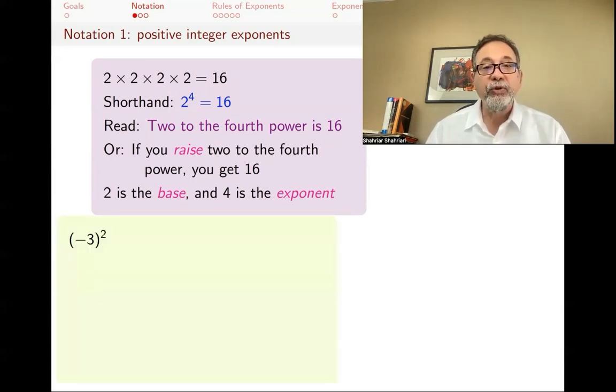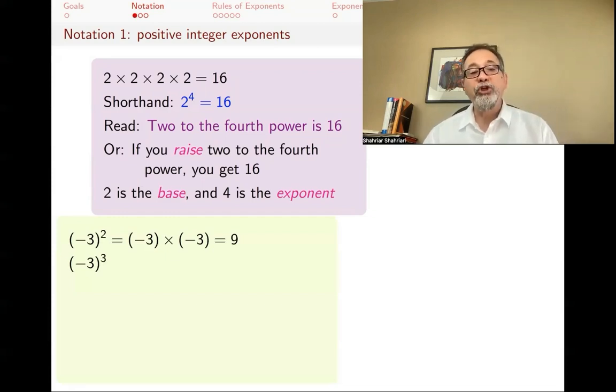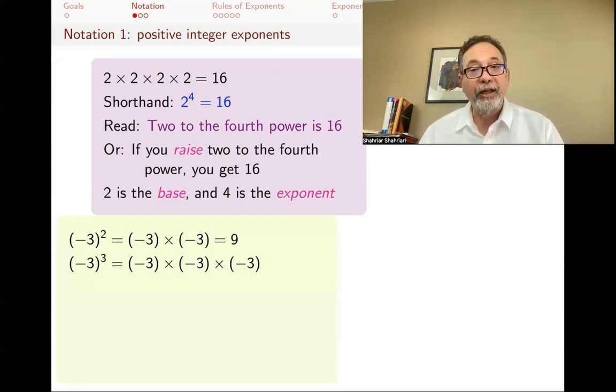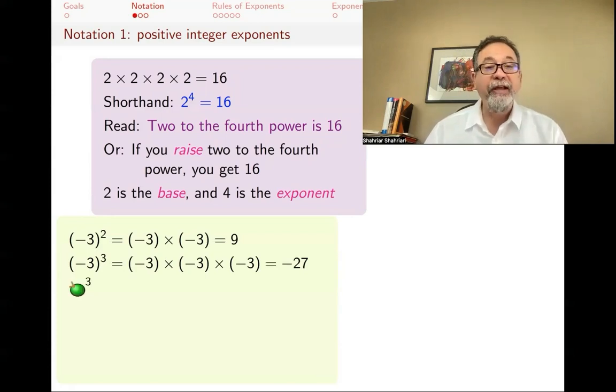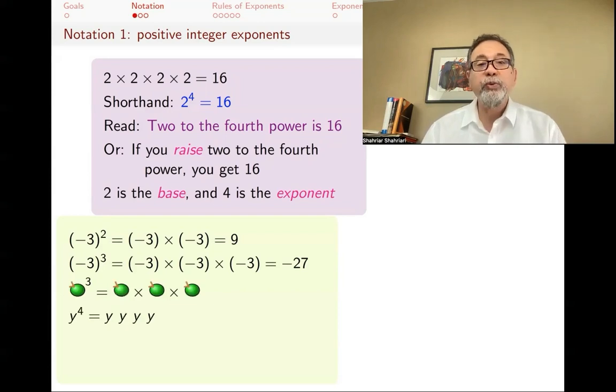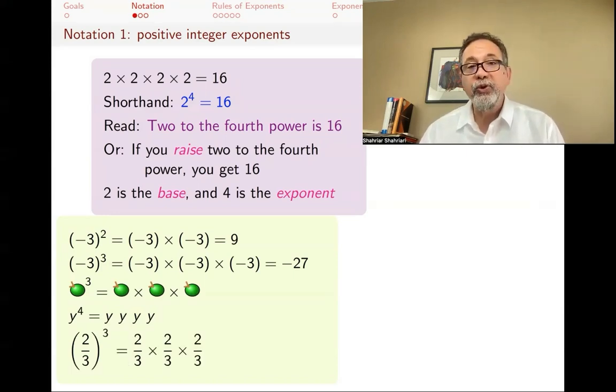So what's minus 3 to the 2? It just means minus 3 times minus 3, and that's 9. But minus 3 cubed, on the other hand, is minus 3 times minus 3 times minus 3, and that's minus 27. What's apple to the 3? Well, it's apple times apple times apple. What's y to the 4th? It's y times y times y times y, if y is an unknown. And what's 2/3 cubed? It's 2/3 times 2/3 times 2/3.